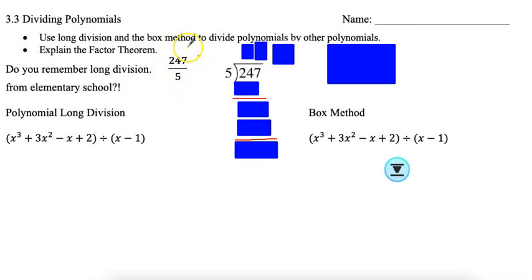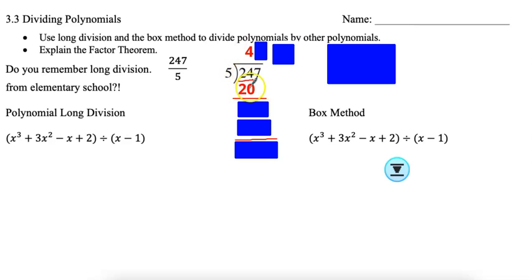So if we are dividing without a calculator, your denominator will go on the outside of our box. And I've got 247 inside of our division symbol. And then you're going to ask yourself, does 5 go into 2? It does not. So then does 5 go into 24? It does. 5 times what would get you the closest to 24? 5 times 4 is going to be 20.